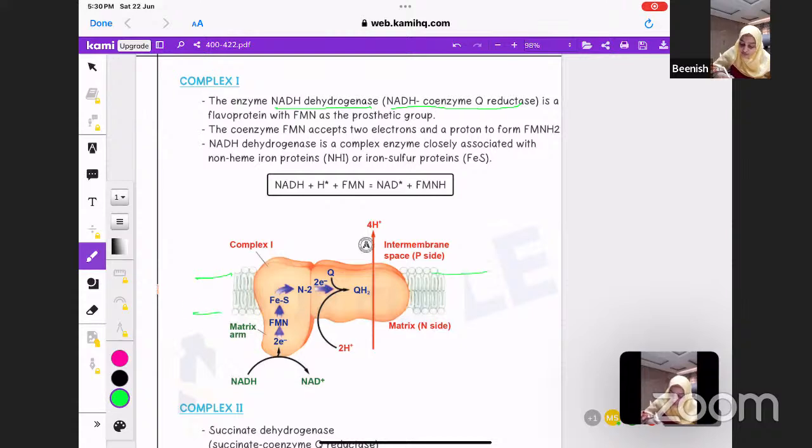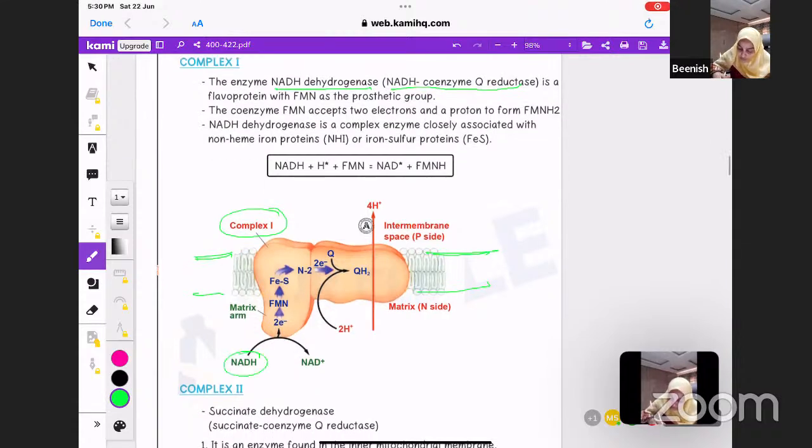Your complex 1 is fixed in the inner mitochondrial membrane, as you can see here. This is the inner mitochondrial membrane and this is complex 1. Your NADH is going to come and give its electrons to this complex 1. Complex 1 has different components, FMN and iron sulfur clusters. The electron from NADH is first taken up by FMN and then by the iron sulfur clusters, and then ultimately it is given to coenzyme Q.